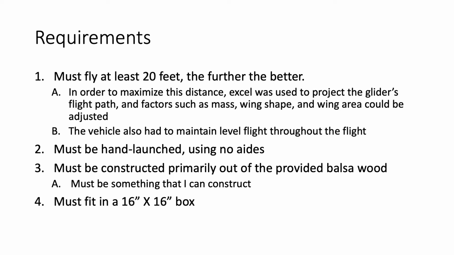In order to maximize this distance, a Excel sheet was used to project the glider's flight path, and factors such as mass, wing shape, and wing area could be adjusted in order to better understand the optimization there. The vehicle also had to maintain level flight throughout the flight in order to achieve this distance. This optimization will be explored in more detail later.